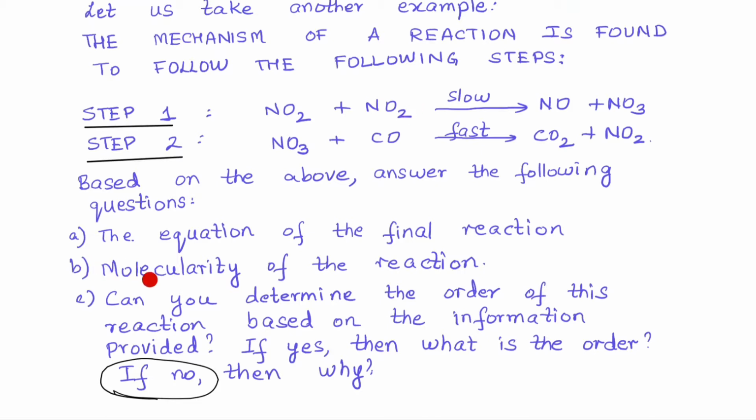Let's go on with the reverse order only. Molecularity of the reaction. Of course, molecularity will be determined by the slow step, and how many molecules are participating in this slow step. Of course, there are two molecules which are colliding, so the molecularity of this reaction would be 2, and it's a bimolecular reaction. You have to give the equation of the final reaction.